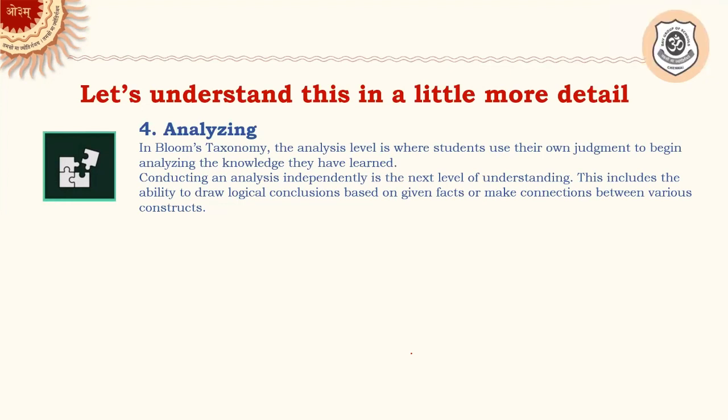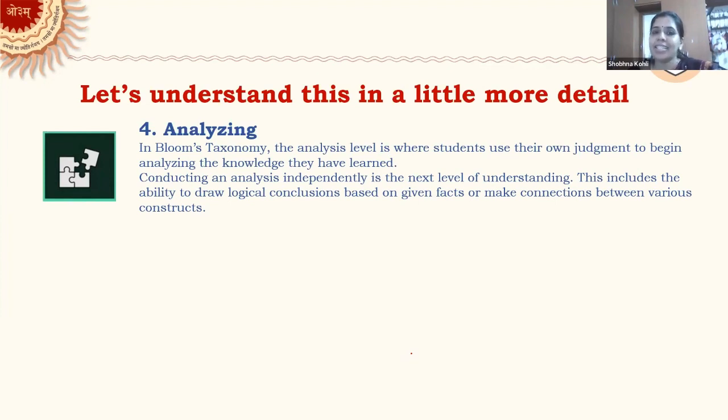Comparing or difference between the numbers. Okay. When we analyze something, we think about it, ma'am. We collect the information about that, right? Information in small parts, right? So in Bloom's taxonomy, the analyzing level is where students use their own judgment, analyzing the knowledge they have learned, and try to connect in small parts what they have learned.